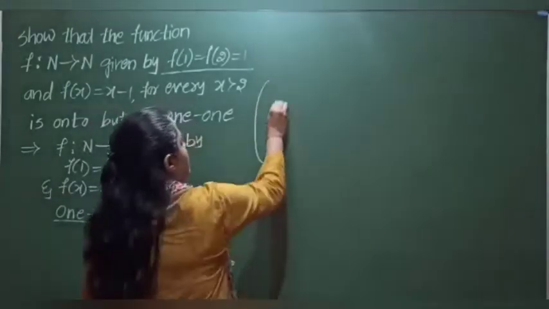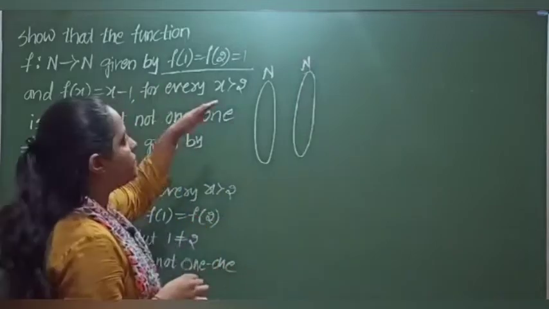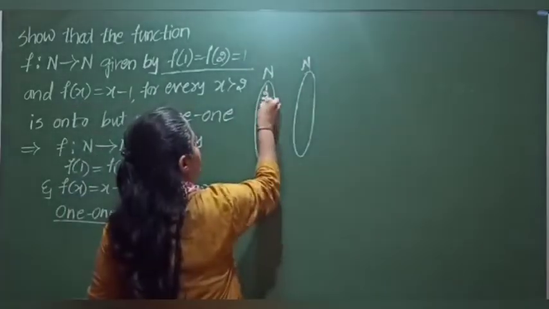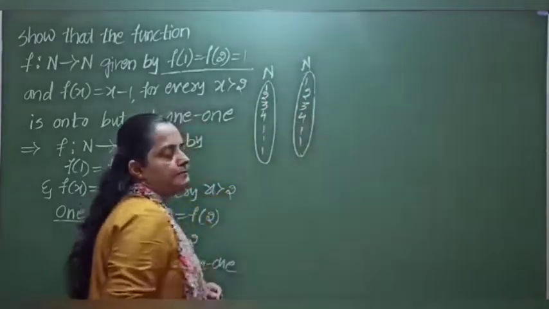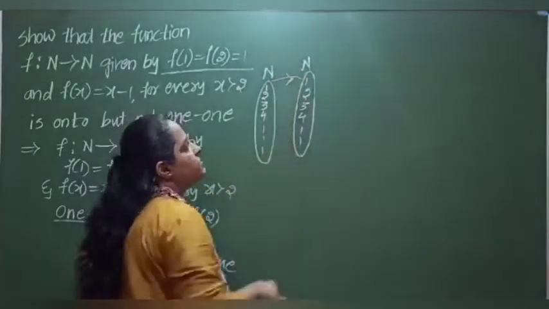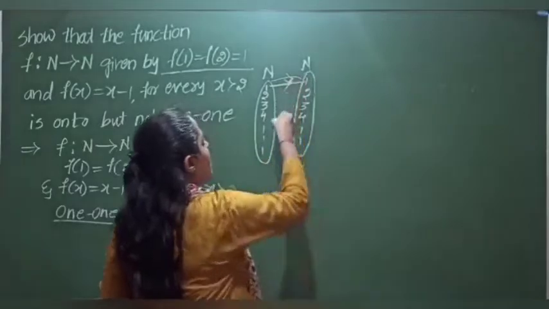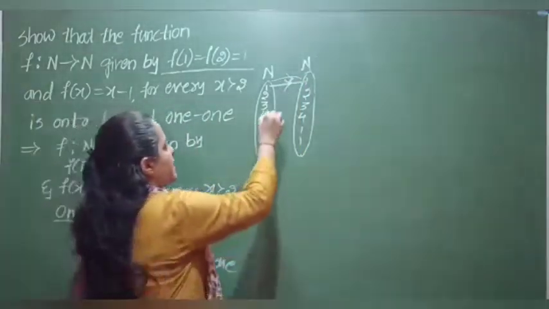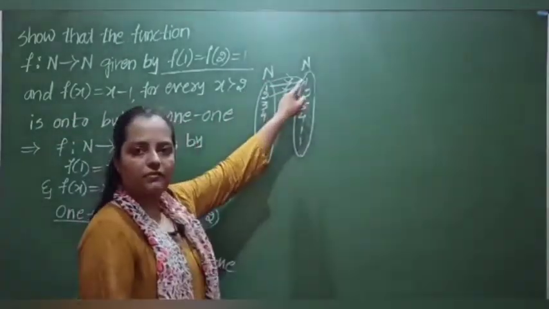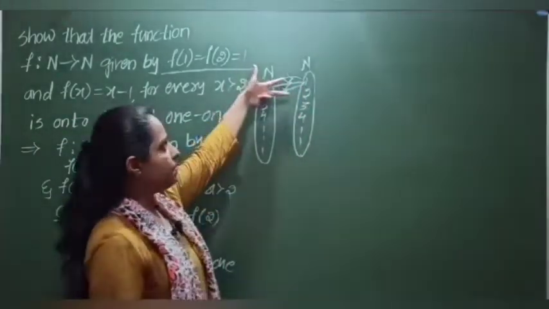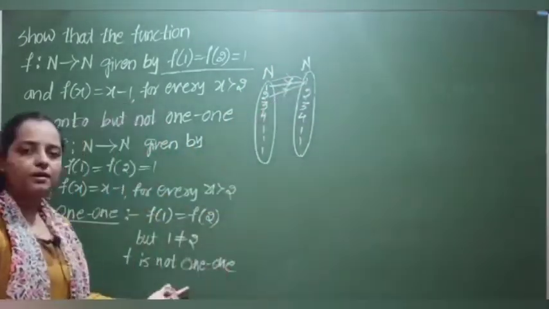In an arrow diagram you can see it like this. F is a function from the set of natural numbers to the set of natural numbers, and here we have elements 1, 2, 3, 4 up to infinity, and here also 1, 2, 3, 4 up to infinity, and the function is defined from the set of natural numbers to the set of natural numbers. See here, 1 has image 1 and f of 2 is also 1, 2 has image 1, right? Now if two elements have the same image, therefore this is not one-one. This is called many-one. Many elements are related to the same image, therefore this is not a one-one function.